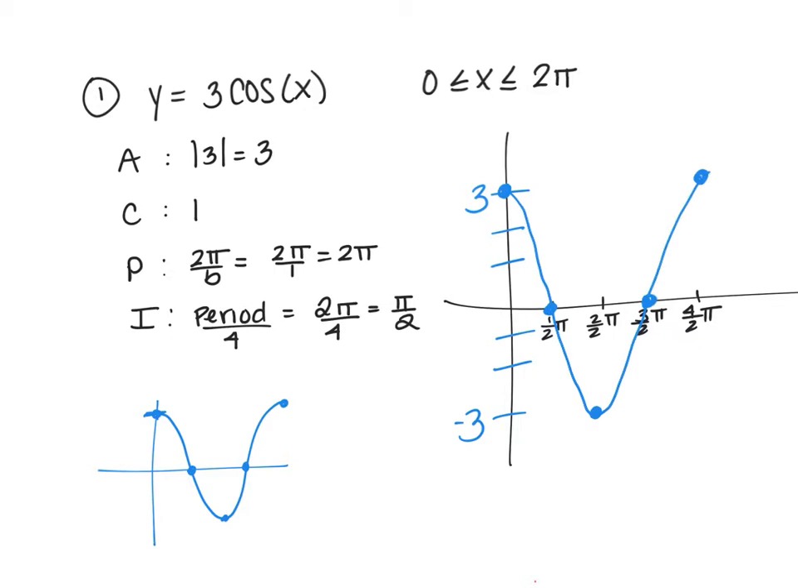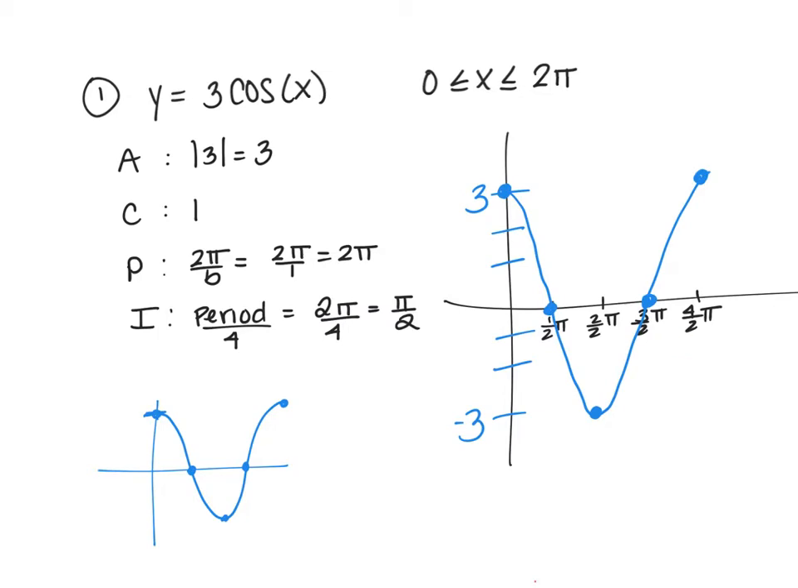So let's test it out, make sure everything works out. Is our amplitude 3? From the midline to the max, is that 3? Yep. From the midline to the min, is this distance 3? Yes. Cycles, do I see one rotation from 0 to 2 pi? Yes, I do. Period is how long it would take to complete one cycle. Well, this is one cycle, or one rotation. It took 2 pi, so we're good.